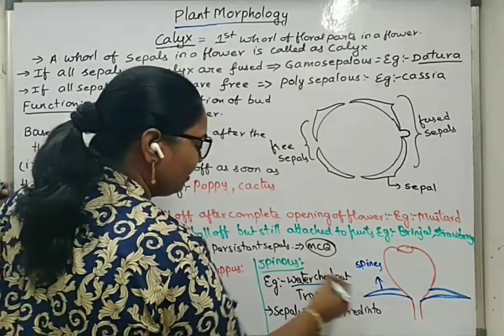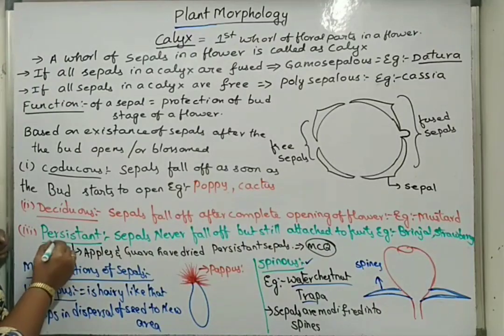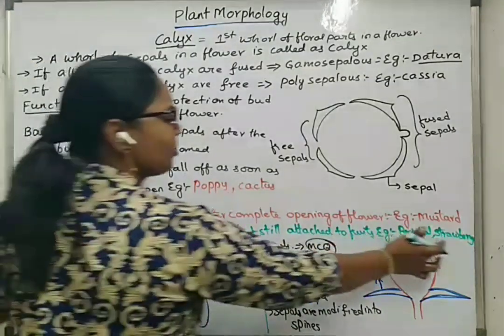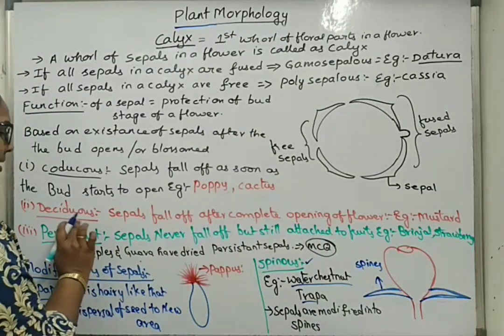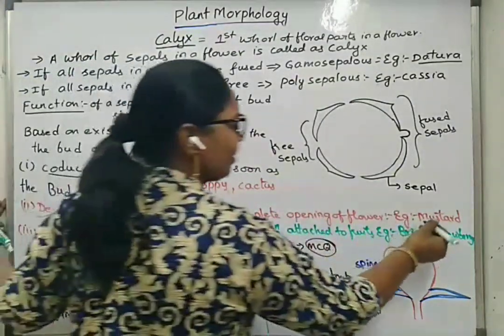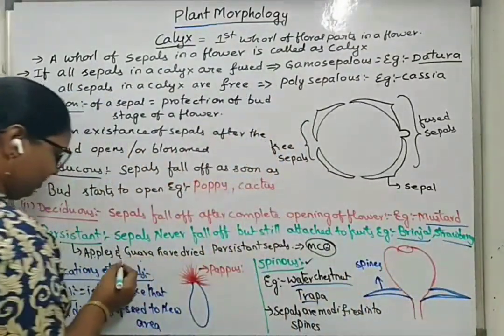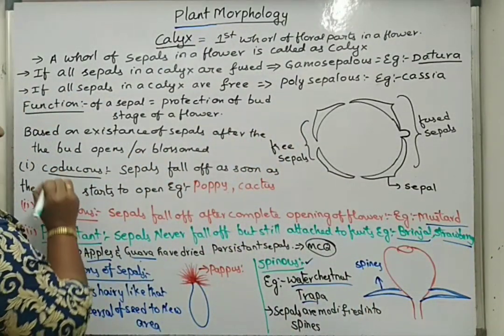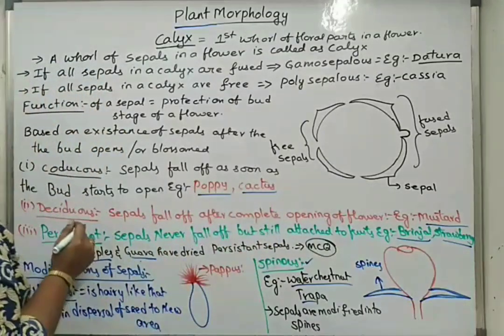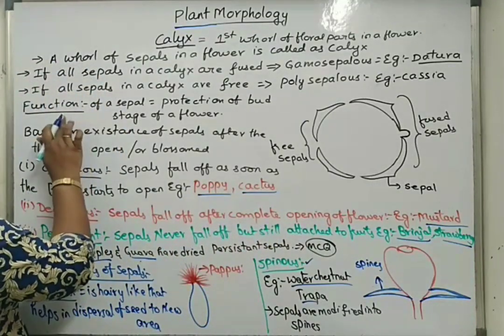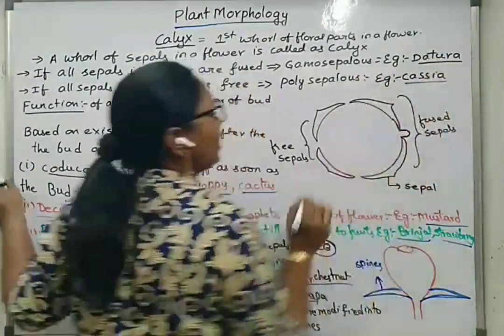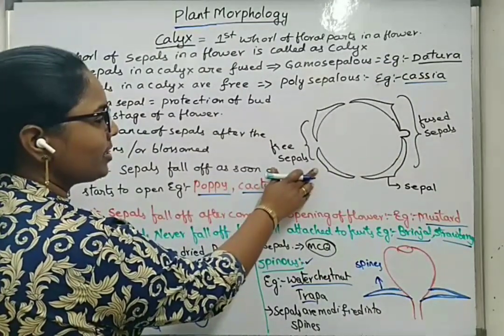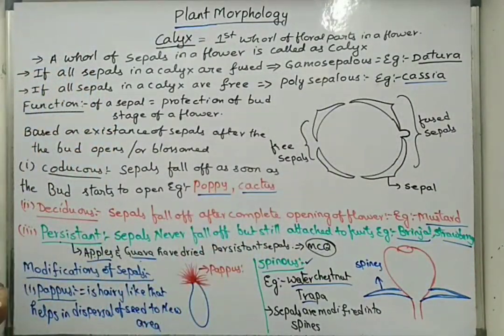Here examples are very important, names are important. So persistent: apple, guava, strawberry, brinjal. Dried sepals or dried calyx means apples and guava. Deciduous example, mustard. So let's underline those examples. Next, caducous type: poppy and cactus. Examples under gamosepalous, datura; polysepalous, cassia. And this is the way of representation of sepals diagrammatically. So this is about calyx, the first whorl of floral parts in a flower.